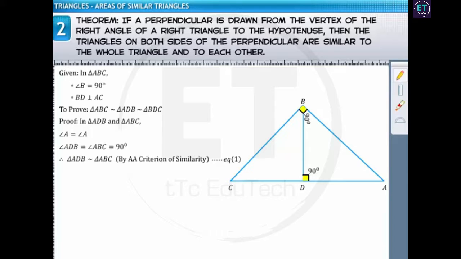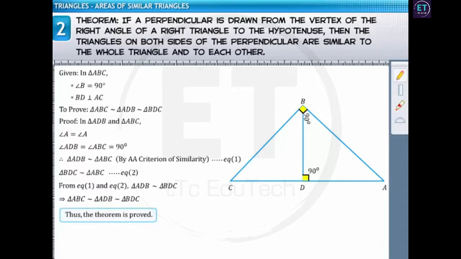Therefore, by the AA criterion of similarity, triangles ADB and ABC are similar. Let's assign this as observation 1. Similarly, we can prove that triangle BDC is similar to triangle ABC. Let's assign this as observation 2. From observations 1 and 2, we can conclude that triangle ADB is similar to triangle BDC. This also implies that the two triangles ADB and BDC are similar to triangle ABC.